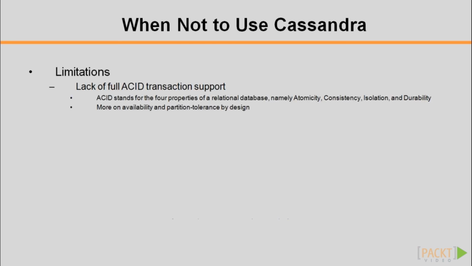First, Cassandra doesn't support fully ACID-compliant transactions. ACID stands for the 4 properties of a relational database, namely atomicity, consistency, isolation, and durability. As it is designed for availability at web scale, a certain degree of consistency must be sacrificed according to the CAP theorem. But it does provide the so-called eventual consistency that can be tuned to meet your needs.